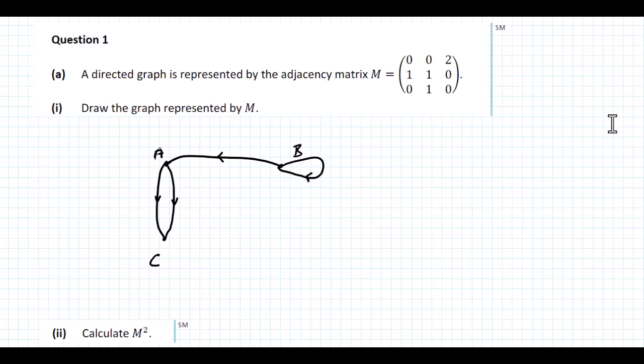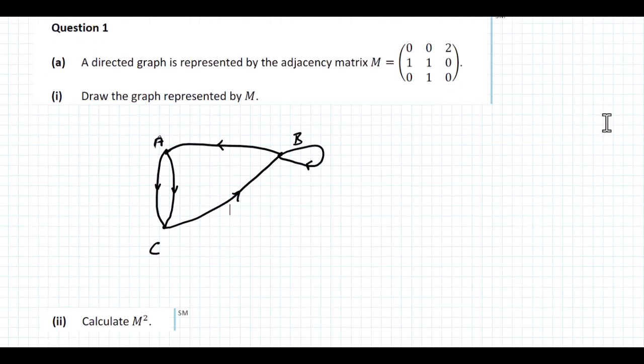And from B to C there are none. From C to B there is one, so we've got to draw a path up along here. And from C to C there are none either. So that's it really, that's our final graph.